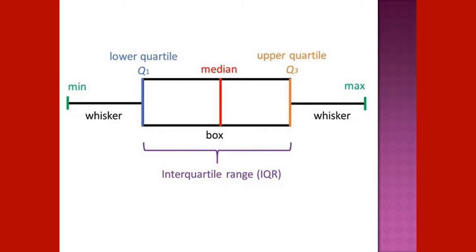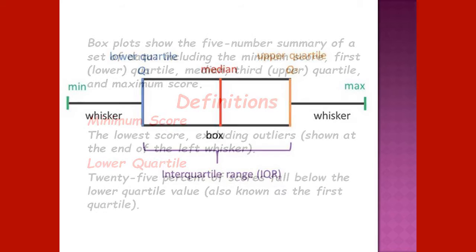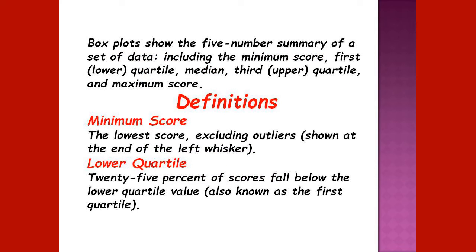Okay, quartile 1, quartile 3, median, minimum and maximum of our data. So these are our error bars. This is the whisker bottom height, this is the whisker top height. From Q1 to Q3 it is the interquartile range. Box plots show the 5 number summary of a set of data including the minimum score, first quartile, median, third quartile and maximum score. So let's talk about some definitions which we will use in our tutorial.